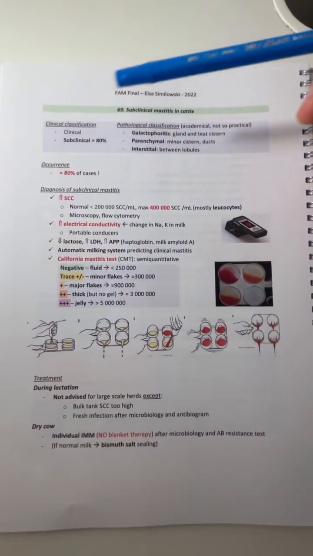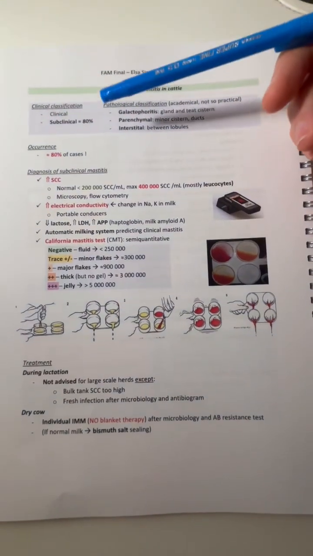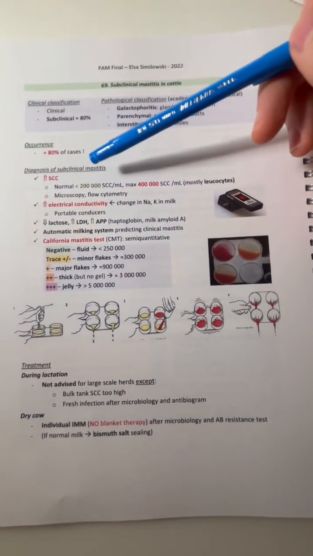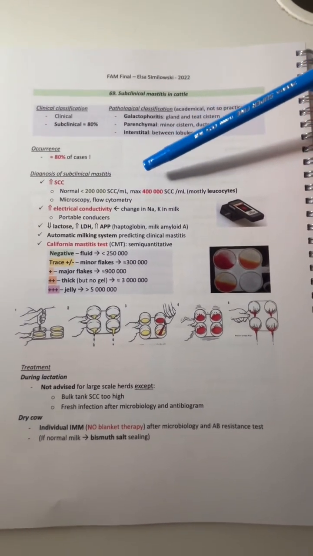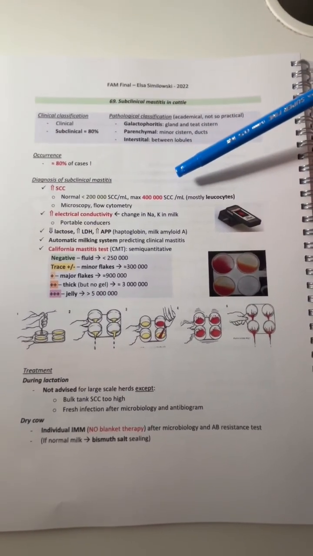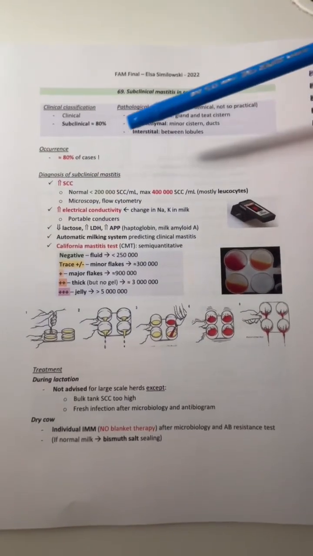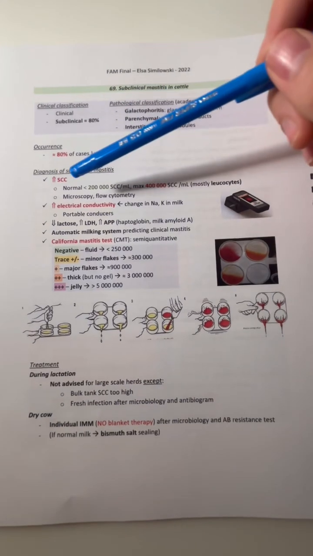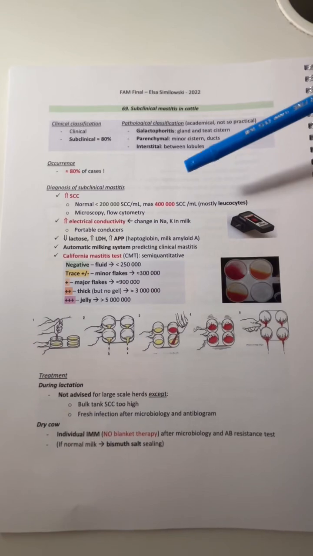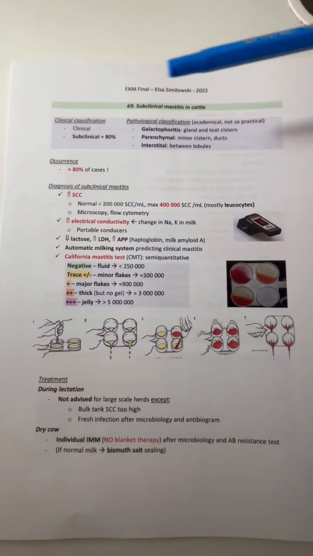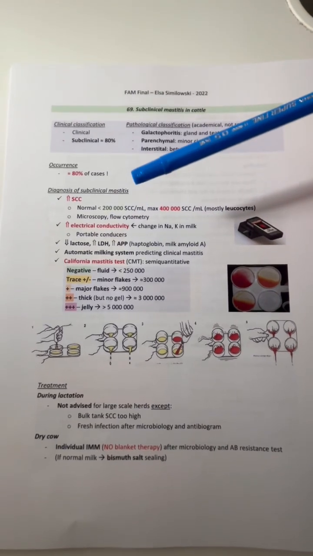For the diagnosis of subclinical mastitis, it increases the somatic cell count. The normal is less than 200,000 somatic cells per milliliter, and the maximum is 400,000 somatic cells per milliliter. They are mostly leukocytes. Also, during subclinical mastitis, there is an increase of the electrical conductivity. This is because there's a change in the sodium and potassium in the milk. There is also a decrease in lactose and an increase of LDH and an increase of APP.